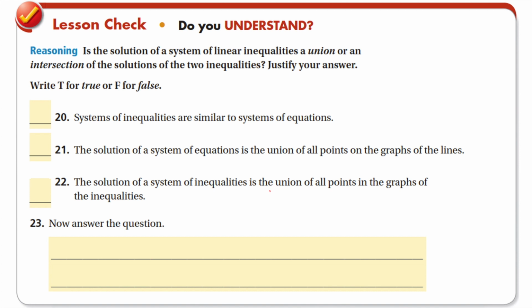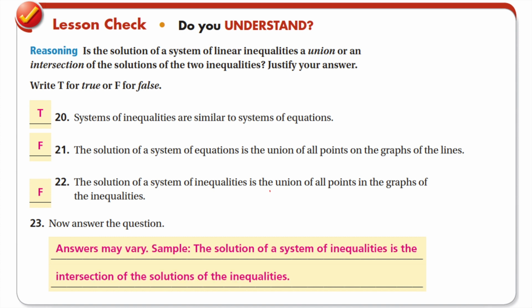Well, the system of inequalities are similar to the system of equations, although that is true. The solution of a system of equations is the union of all points on the graphs of the lines. Well, that's false. That's not necessarily true. The solution of a system of inequalities is the union of all points on the graphs of the inequalities. Once again, that's false. So my answer for this problem will be simply the solution of a system of inequalities is the intersection of the solutions of the inequalities.